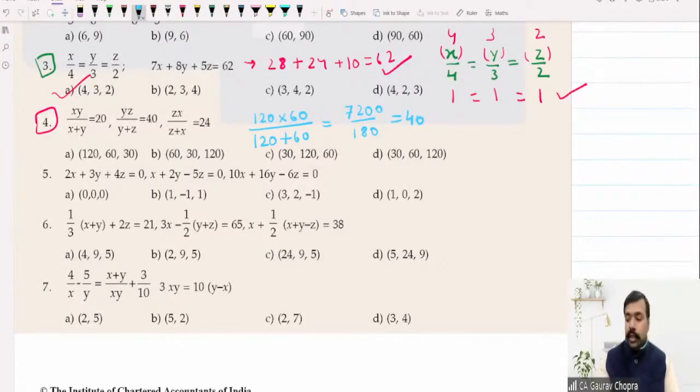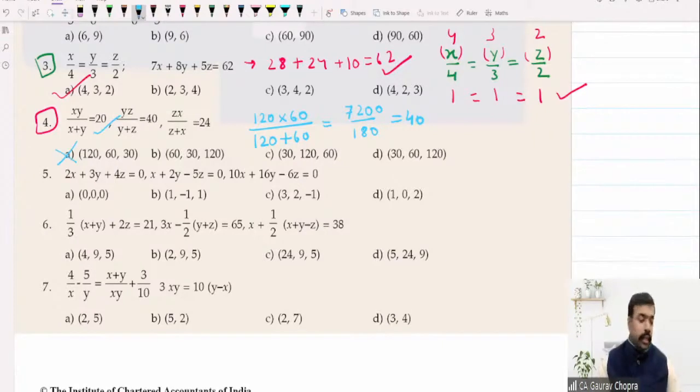Is option number A correct? No, it is not correct, because we are getting 40 and here the equation is saying 20. So A is incorrect. Then we can try with other options. So other options are B, C, and D.